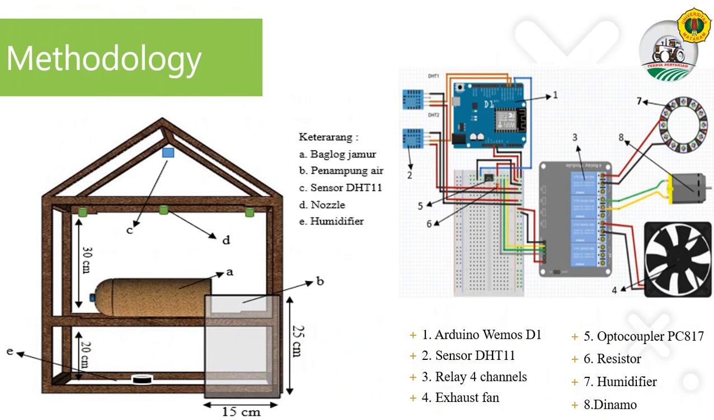The methodology of our experiments is that we conduct experimental methods by designing control systems and testing the performance of the control systems, which consist of Arduino Wemos D1 and DHT11 sensors connected to humidifiers and nozzles. We apply these control systems to monitor and control temperature and humidity inside the prototype of the mushroom plant house.